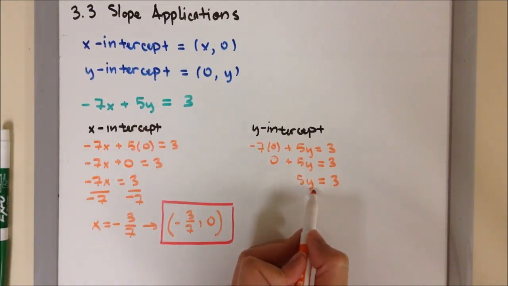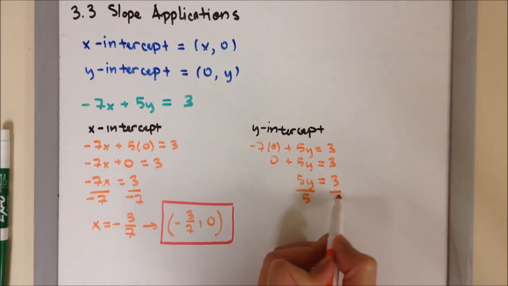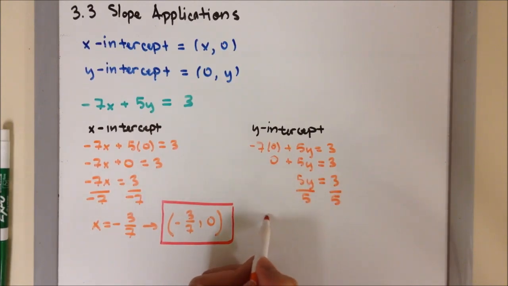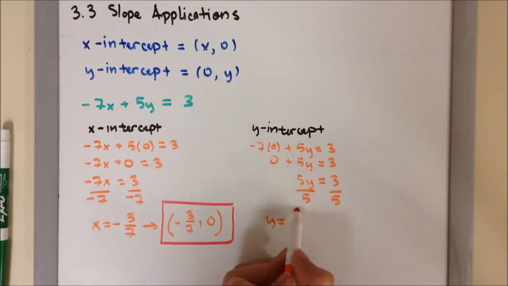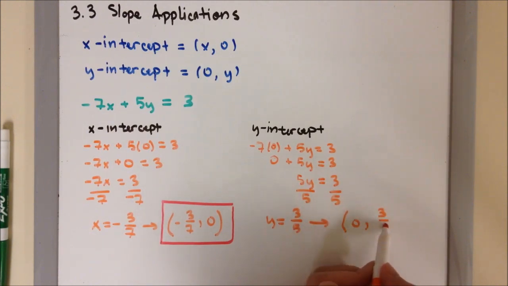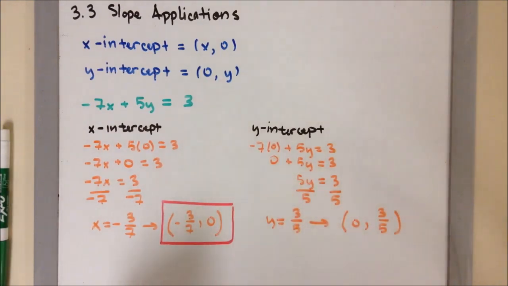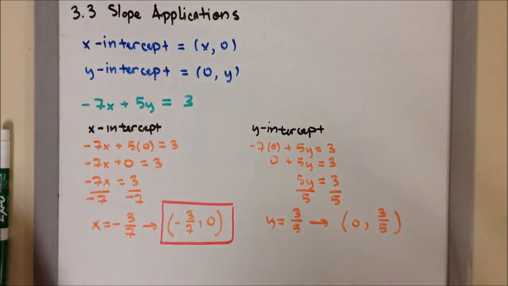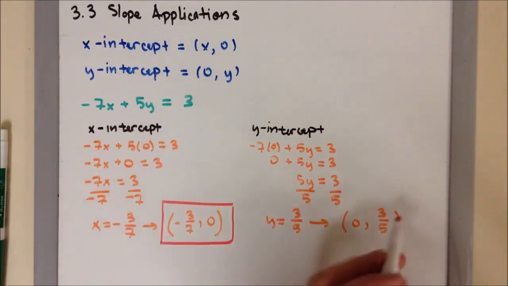I'm going to divide both sides by 5 to solve for y. So my y will equal positive 3 over 5. So my coordinate point will be 0, comma 3 over 5. So that would be my coordinate point, my final answer for the y-intercept.